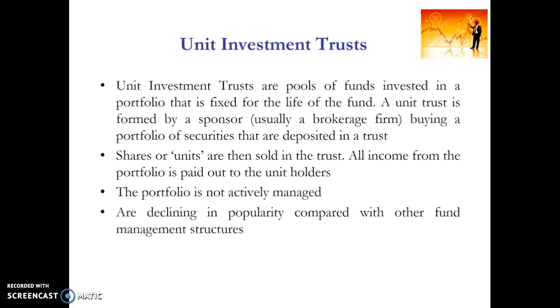Next group of companies are unit investment trusts. Unit investment trusts are pools of funds that invest in a portfolio that is fixed for the life of the fund. So a unit trust is generally formed by some sponsor, and often the sponsor will be a brokerage firm, who buy a portfolio of securities that are then deposited within the trust. So that bundle of securities might, for example, be a portfolio of shares. And once that bundle of securities is held together within the trust, a range of units are then created with the trust, where each unit has a pro rata right to the cash flows of the trust, and the units are sold to investors. All the income from the portfolio is paid out to the unit holders in proportion to the number of units that they own.